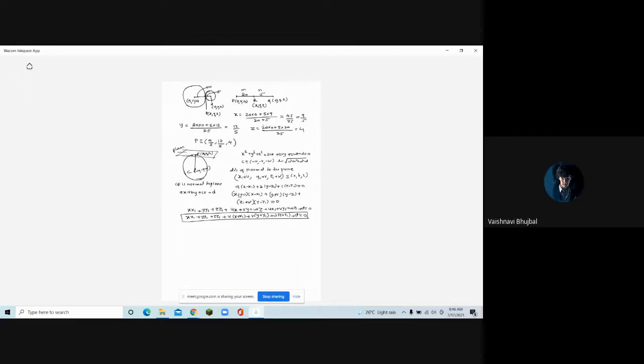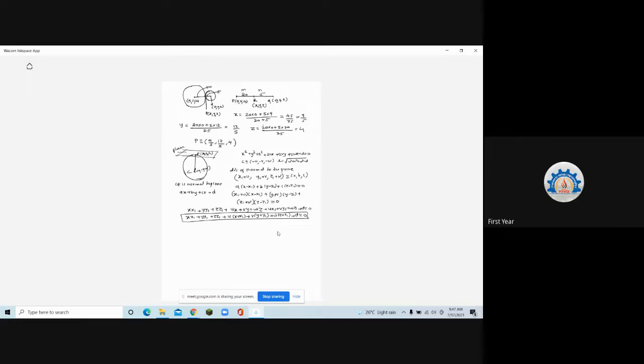So a was x1 plus u, b was y1 plus v, and c was z1 plus w, that I substituted. When I multiply, I'll get x1 into x, then y1 into y, z1 into z. Some terms will be negative, some positive. The negative terms are replaced by u x1, v y1, plus w z1, plus d is equal to 0, and that gives me the equation of the tangent plane, which is this. Is it okay?